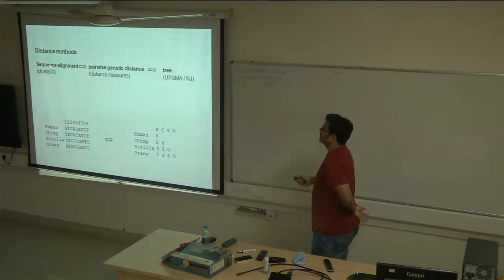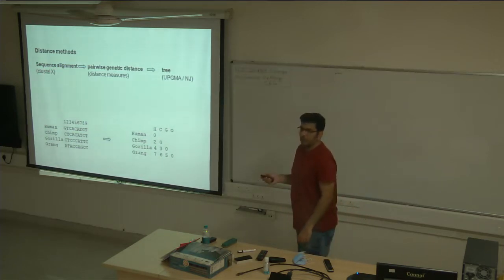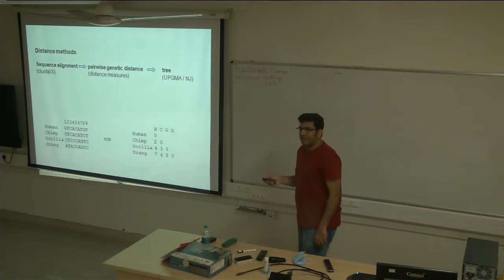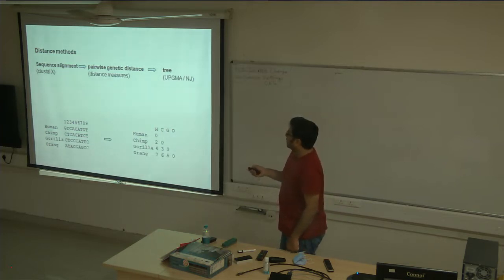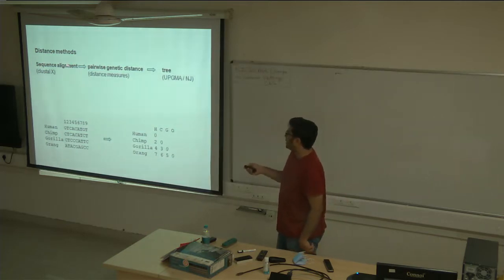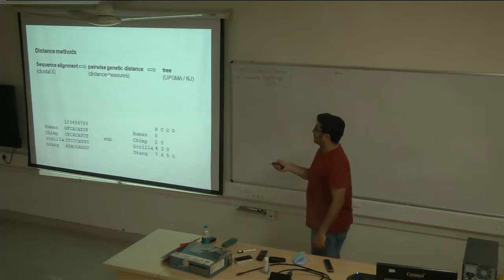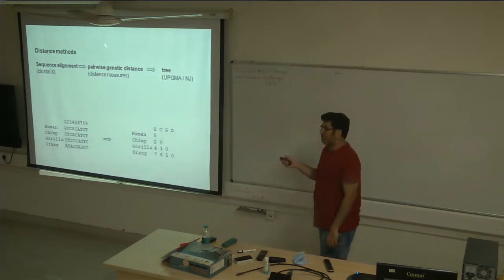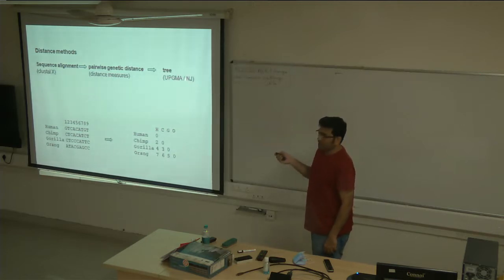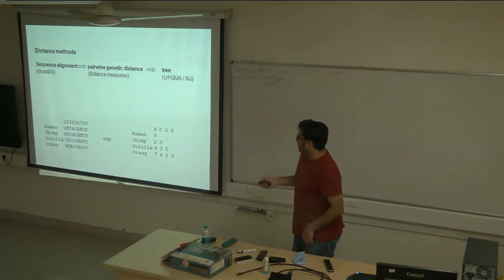So distance methods: you have a sequence alignment, and from the sequence alignment you calculate pairwise genetic distance. You use that distance to build the tree using either UPGMA, NJ, or the other algorithms that we talked about.